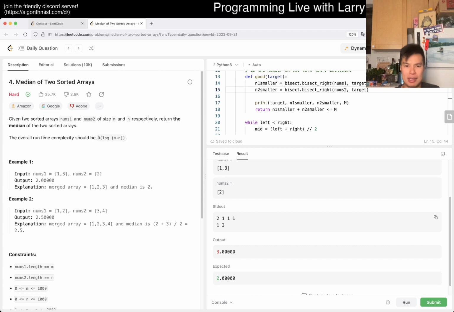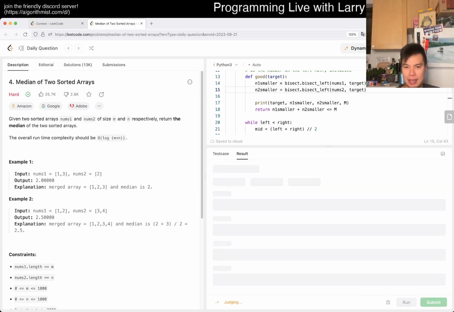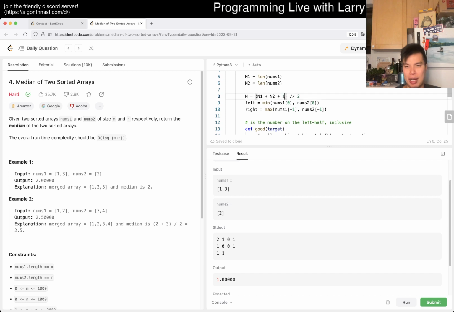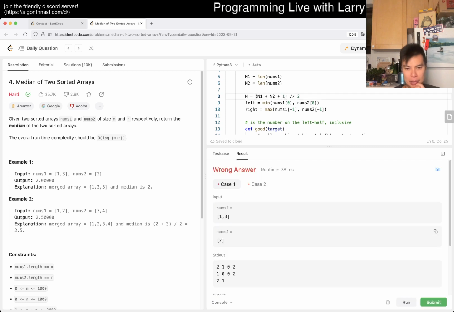No, I think I like bisect left more. I think I got confused. Okay. And just not include the number. Because then now we want the number that is bigger than, technically 2, so I think I just need to adjust this for odd numbers.